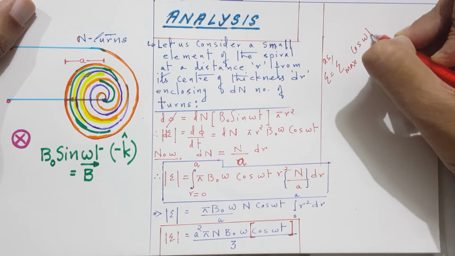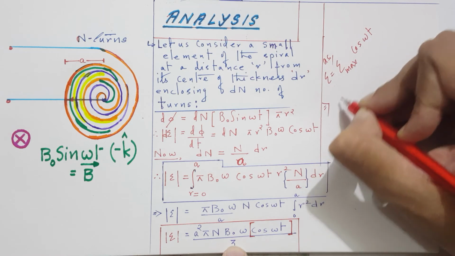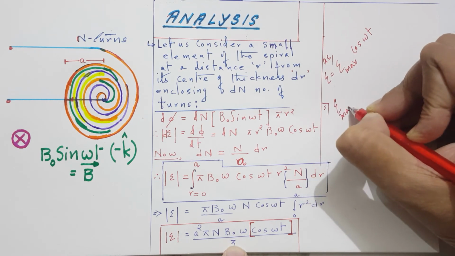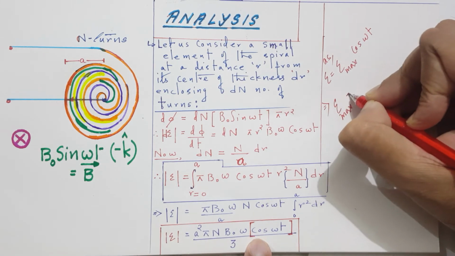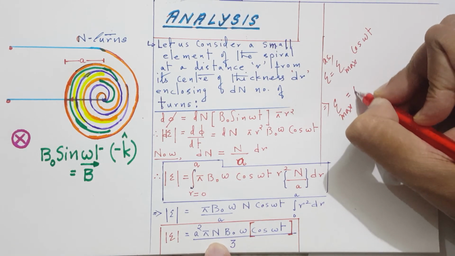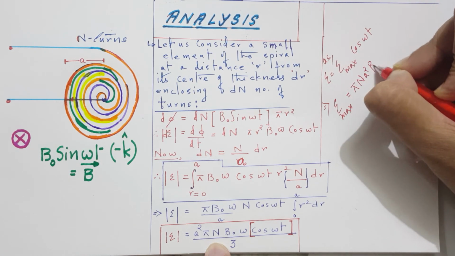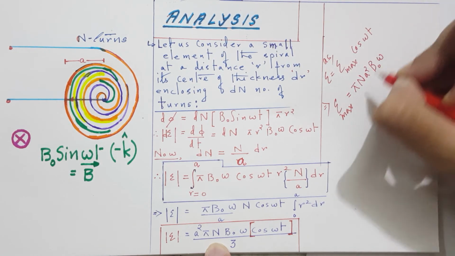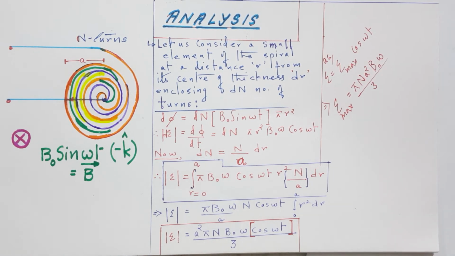cos omega t. So very clearly you can say that it implies that your E max, the maximum value of induced EMF, is this one. So what is this one? Pi N a square B0 omega whole divided by 3. So this is your answer, pi N a square B0 omega whole divided by 3. This is the maximum value of induced EMF.